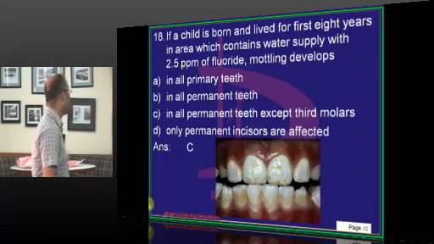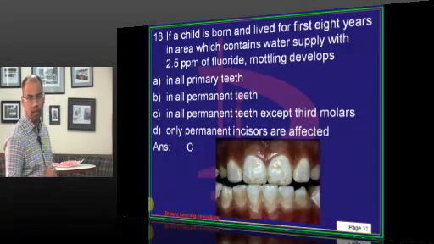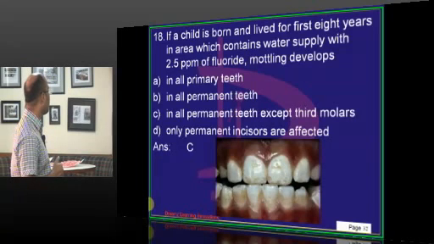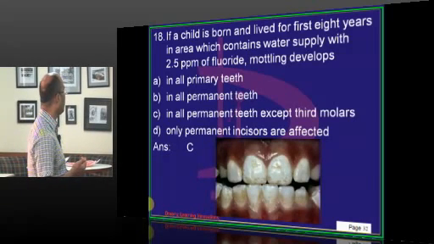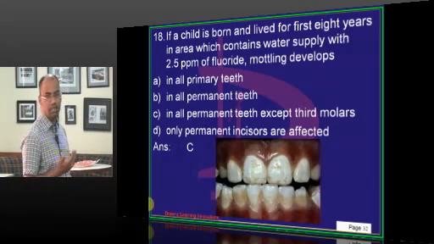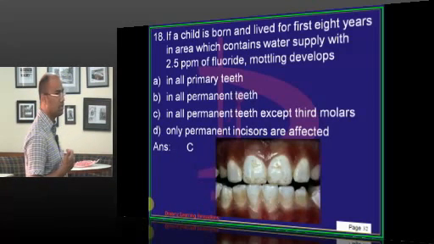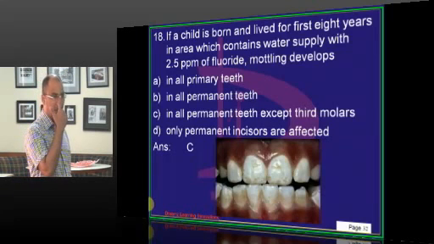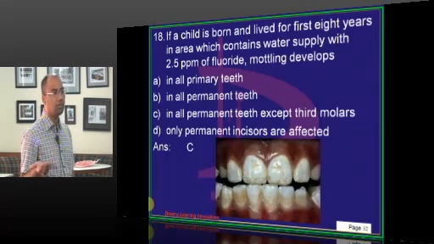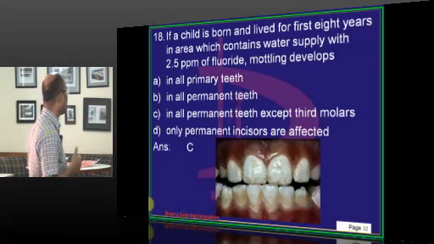If a child is born and lived for the first 8 years in an area which contains water supply with 2.5 parts per million of fluoride, mottling develops. Now this is an indirect question where it says, if a child is in a region of fluoride water till the age of 8 years, what all teeth are affected? So till 8 years, which all teeth are calcified? So you have to think retrospectively. Till 8 years of age, which all teeth are calcified?